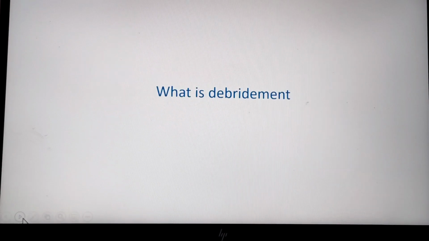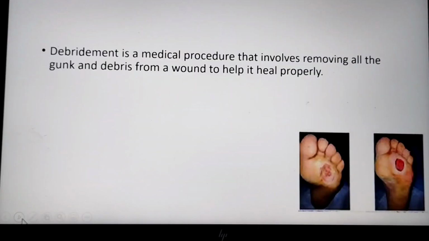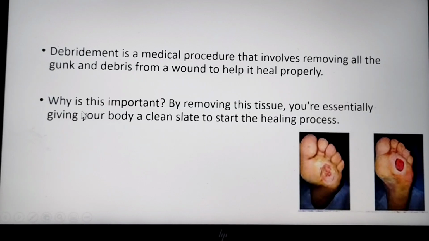What is debridement? Debridement is a medical procedure that involves removing all the gunk and debris from a wound to heal it properly. Why is it important? It is important because it essentially gives your body a clean state to start the healing process. This is the wound, and after debridement it seems to be like this.